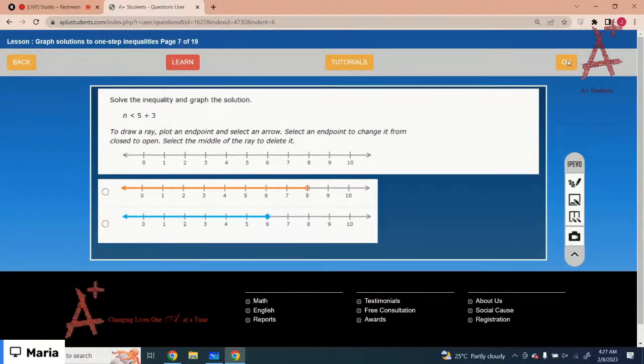So that means X can be any number that is less than 8 but not 8. So that means you have an open circle at 8 and also the graph is pointing at the left hand side. So option number 1 is the correct option. Got it?